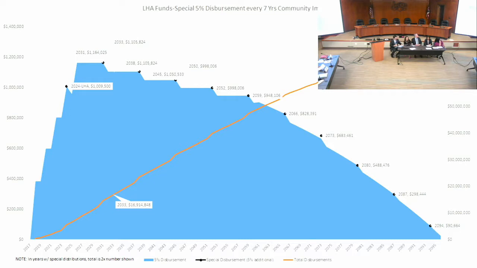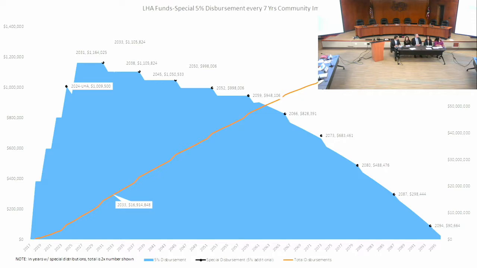Now, these are the LHA funds coming in. If we did a special 5% disbursement every 7 years, there's no significance with the 7 years. We just said every 5 to 10, so we cut it right down the middle. And you can see in this chart, the number that you see on there is actually double, so you'd times that by two. So in 2033, you'd have $2.2 million roughly dispersed, and then a total of $16.9 million, which is an accurate number at that point.